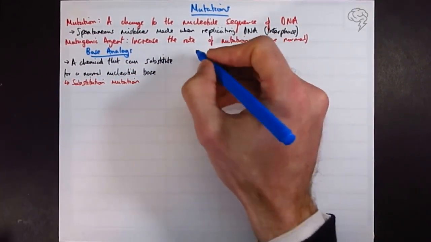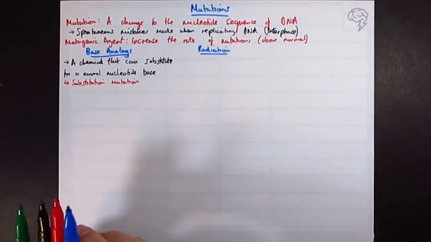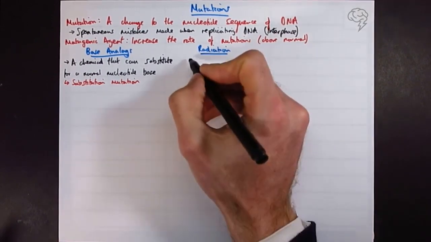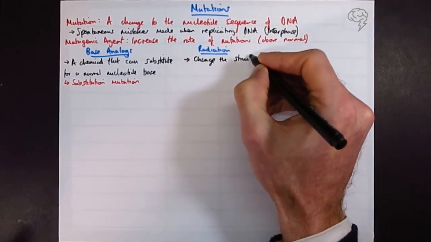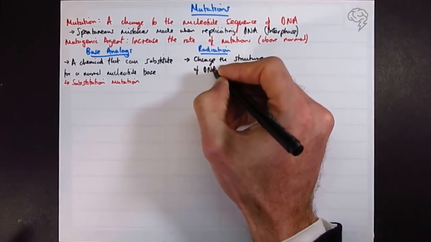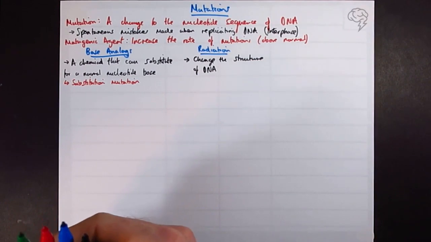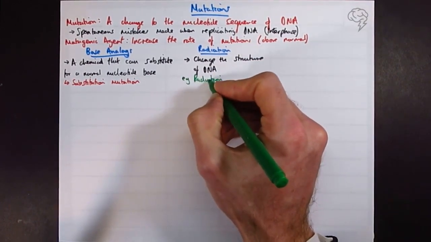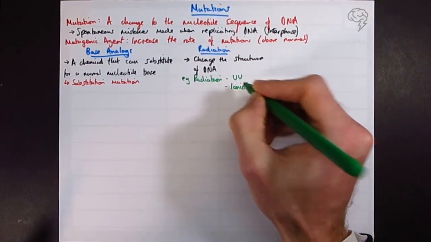What else can be a mutagenic agent? Well, radiation can. Radiation can cause weird bonding to go on inside the DNA, so it can change the structure of DNA. And obviously, if the structure of DNA has been changed, when you come to copy it, DNA polymerase won't know exactly what to do. Examples of this are radiation such as UV and ionizing.